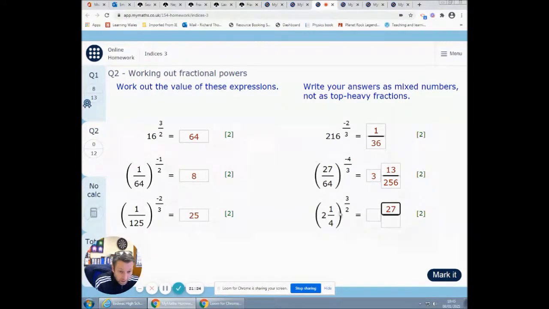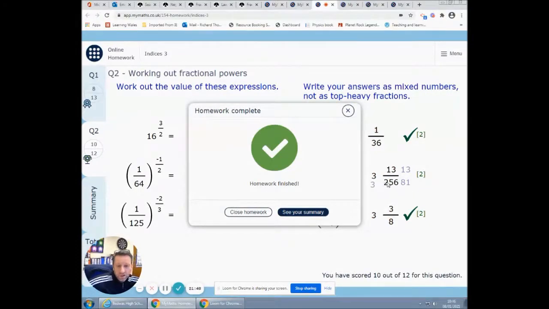And 2 cubed is 8. So the answer is 27 over 8. But they want that as a mixed number. So 8 into 27 goes 3. So that's 3 whole ones with 3 left over. So that's 3 and 3/8. Alright, let's see if we got them right.